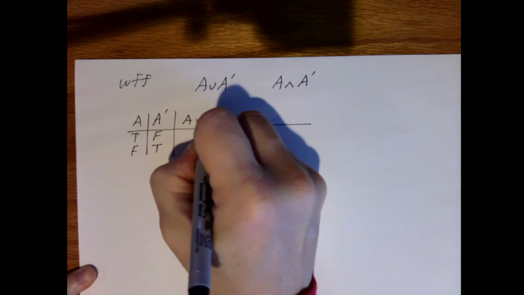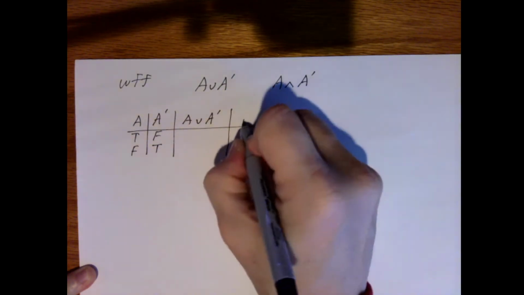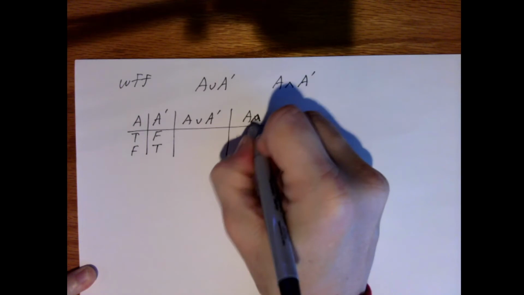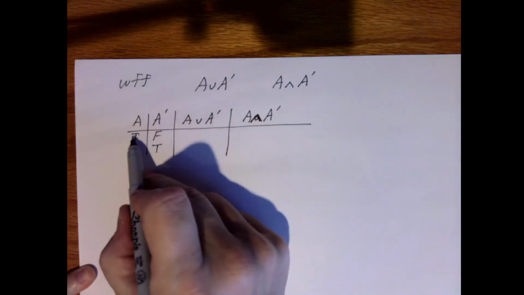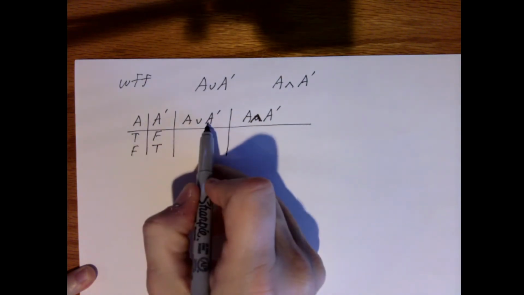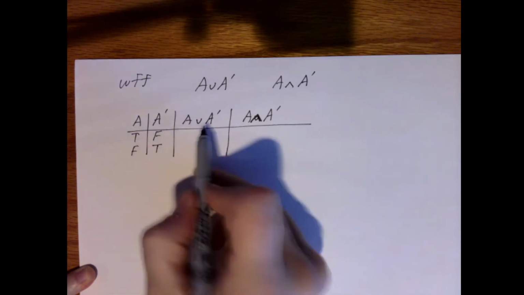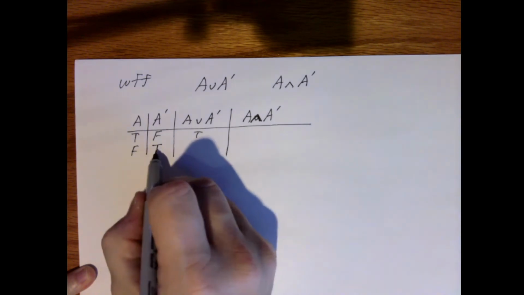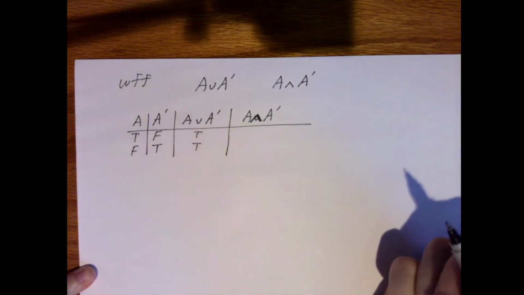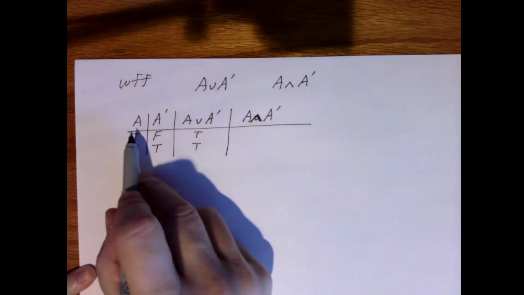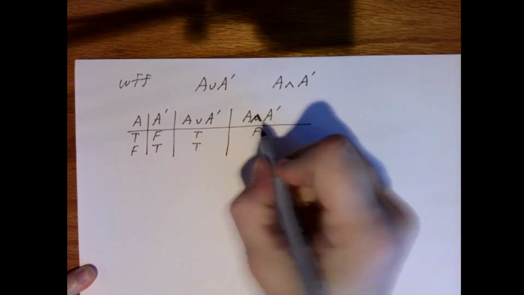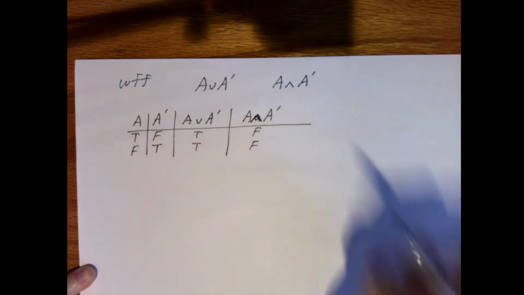A or not A, and A and not A, and this is "and". So remember with "or", only one of these needs to be true for the entire expression to be true. So that's true. So we have true or false, so this is true. And false or true is also true. When we have "and", then everything needs to be true. So true and false is false. False and true is also false.